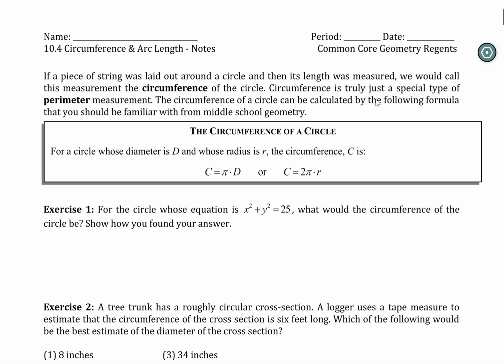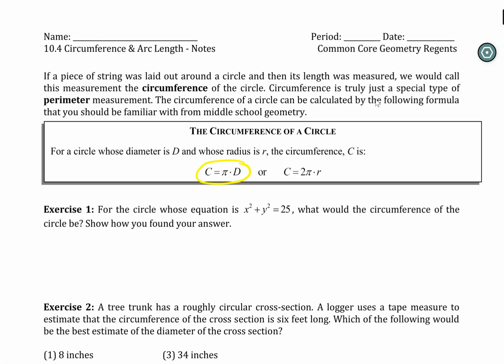Video lesson 10.4. Today we're going to be talking about the circumference of a circle and also its related arc lengths. So just as a refresher, circumference represents the distance around the circle. We kind of think of it as the perimeter of a circle, but a circle doesn't have any edges. So that is the distance around the circle itself.